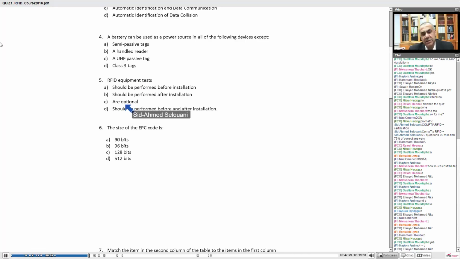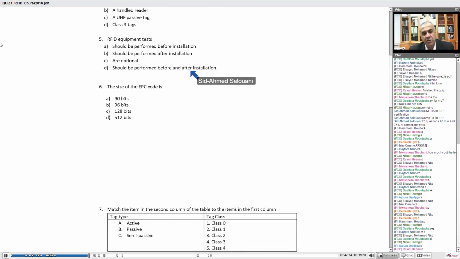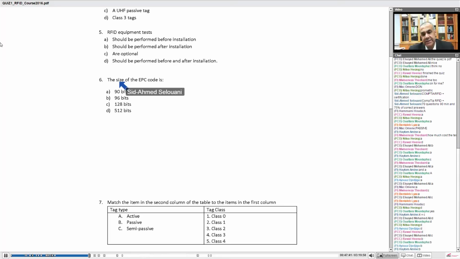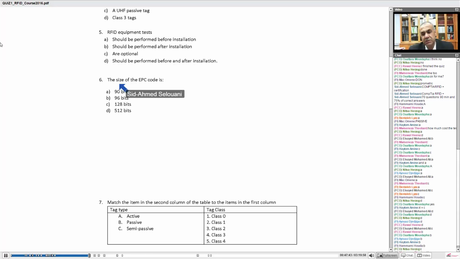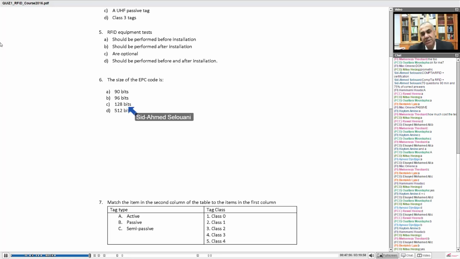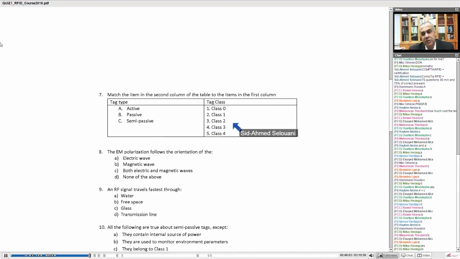Okay, 5. RFID equipment test should be... This is common sense, huh? It should be performed before and after, yes, D. Common sense. 6. B, right. Yes, B. It's the size of the EPC code, 96 bits. Not the memory, this is the memory of the user memory.